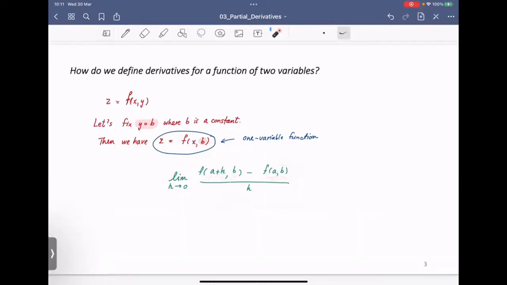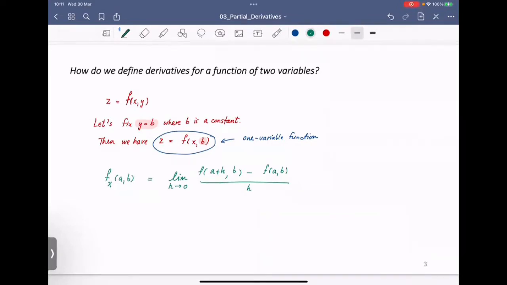And this is the definition of the derivative in two dimensions. We're going to call this thing the derivative of f with respect to x at the point (a, b). This is how you define the derivative in two dimensions. Does it make sense?